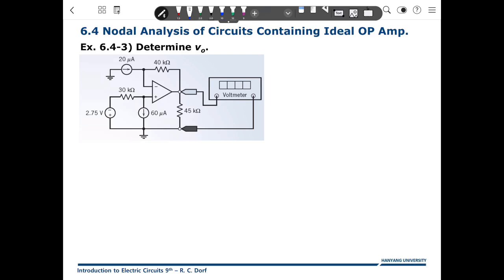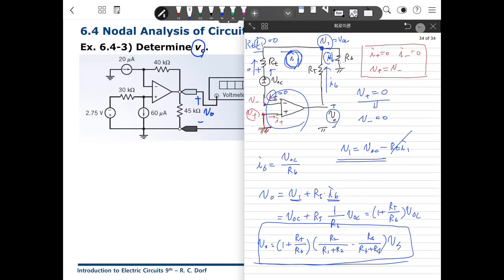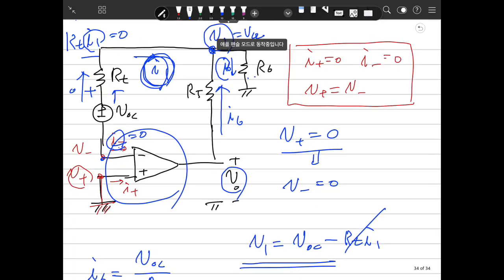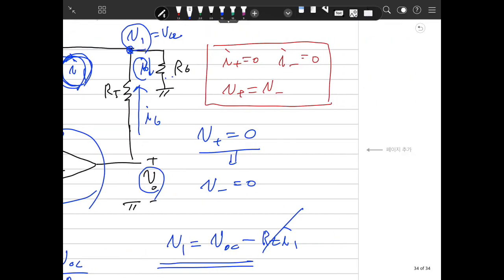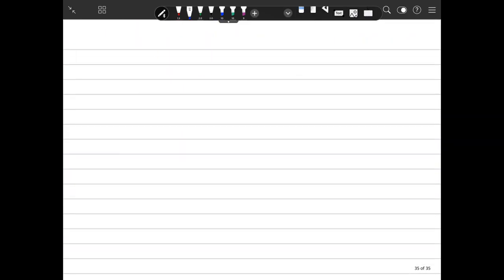This is another example. We need to solve another problem. We need to define the Vout. This is the Vout. So we'll try to solve the problem here. I will redraw this circuit again. Okay, this circuit looks like this.